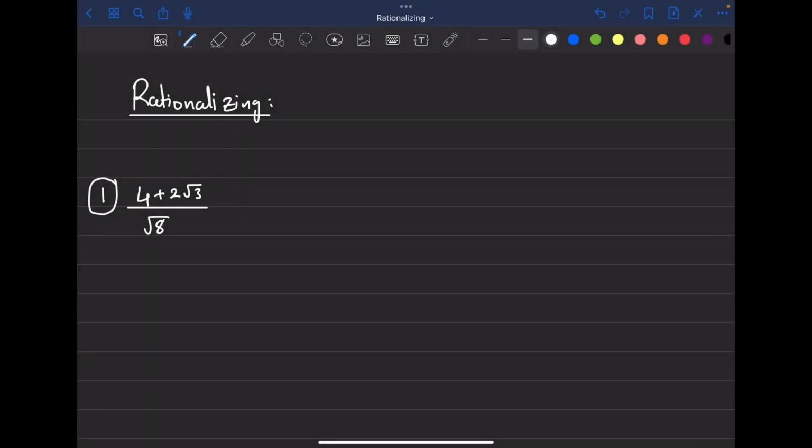Hey, so this class we're going to work on rationalizing denominators. So this is pretty simple. All we have to do is get rid of the square root sign in the denominator. This can be a square root, a cube root, it can be any type of root, but we just need to get rid of that.